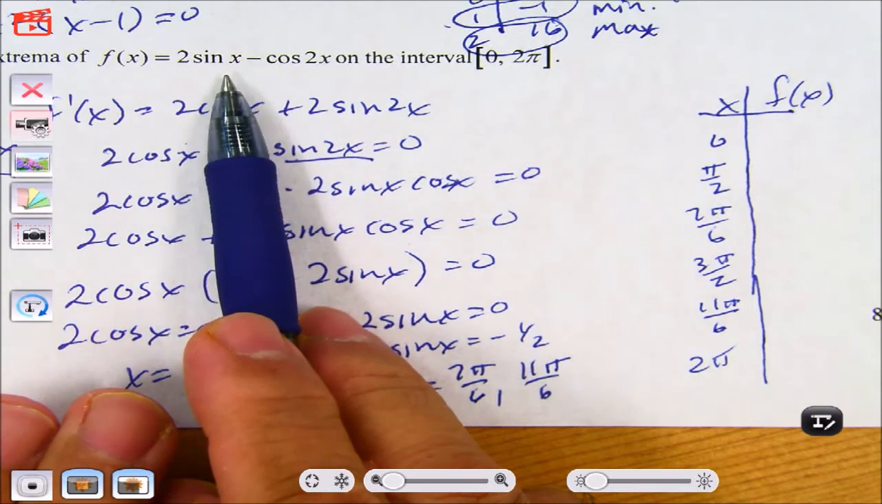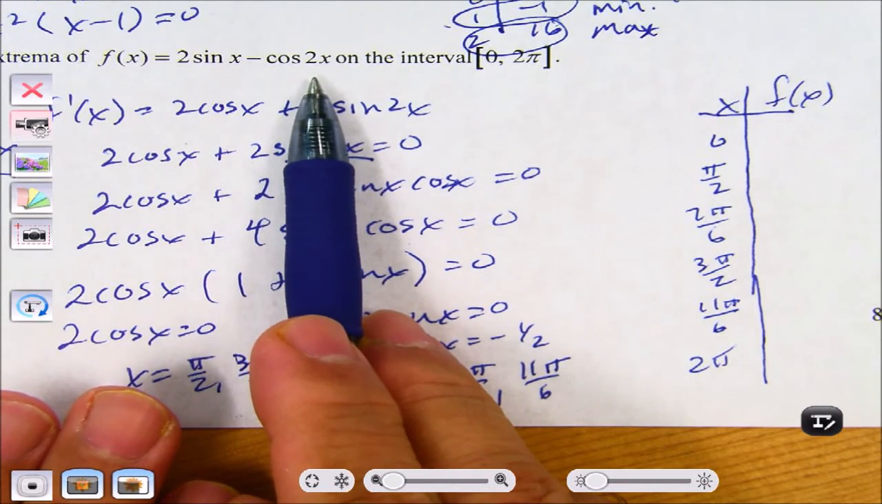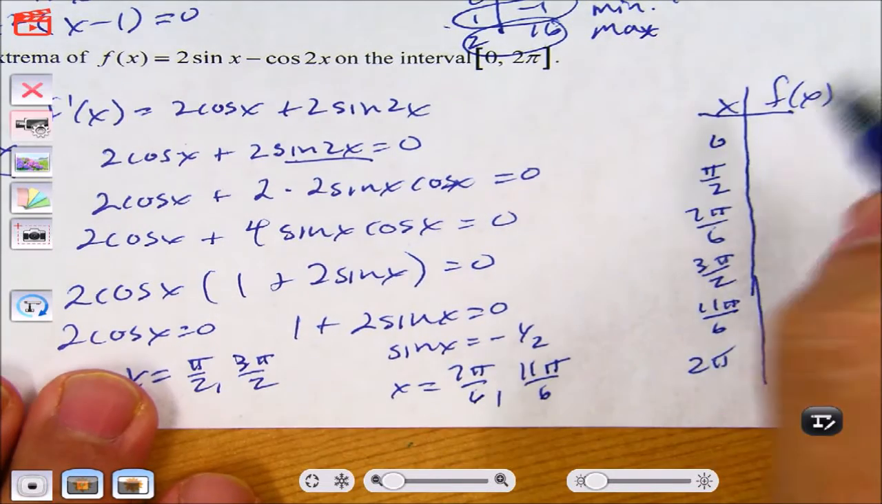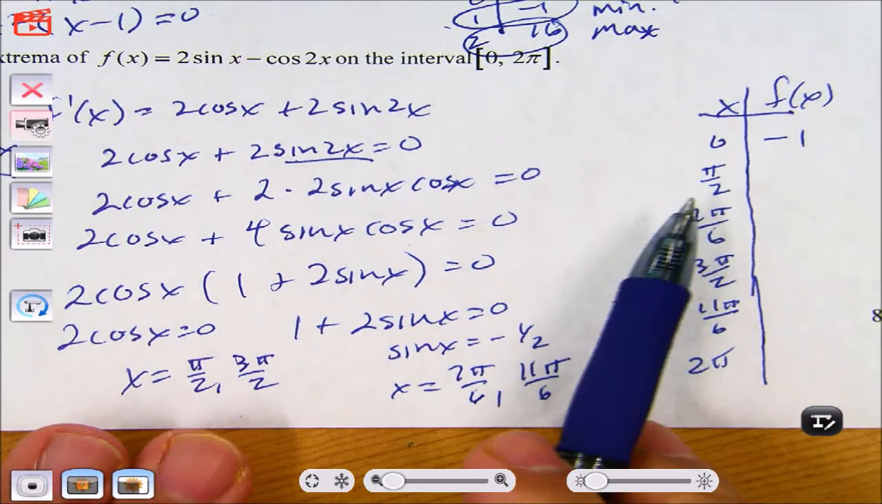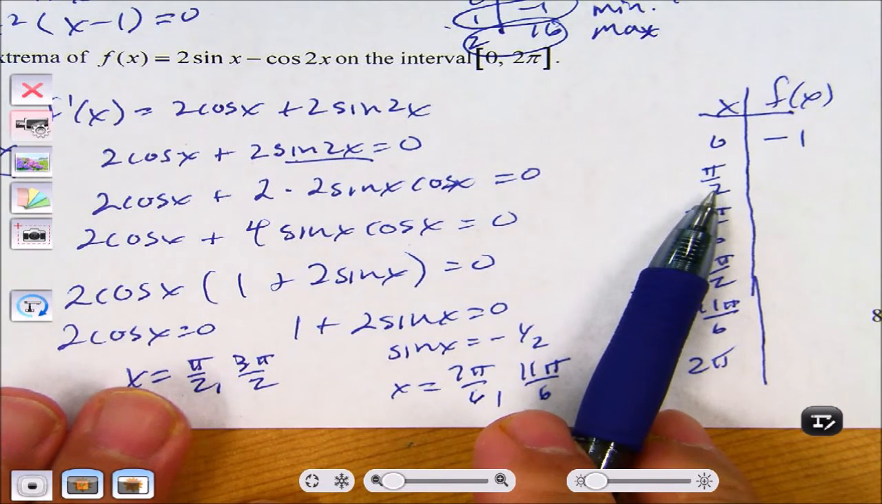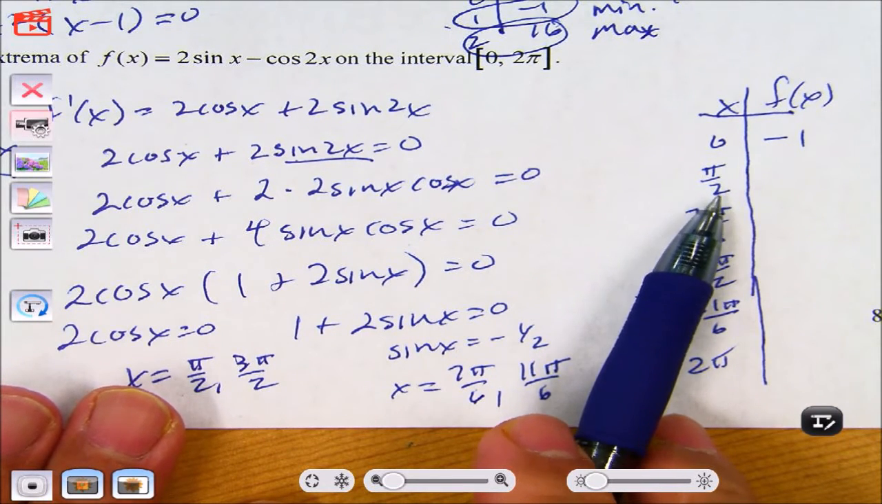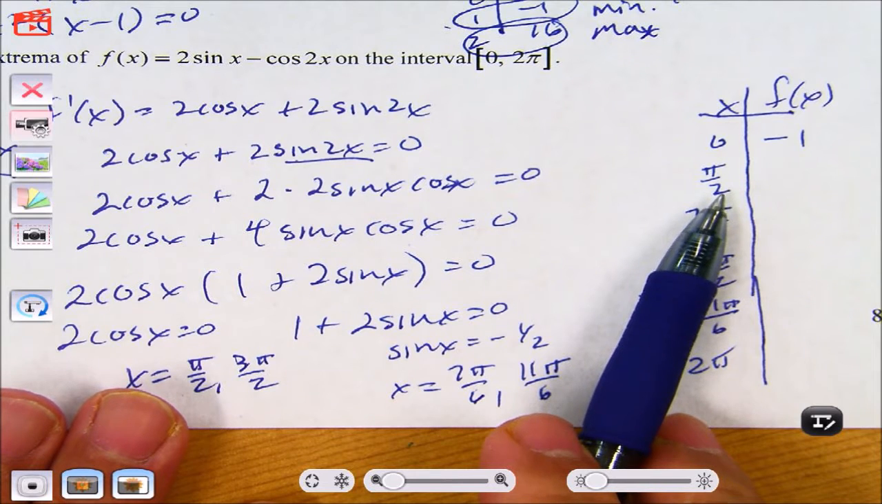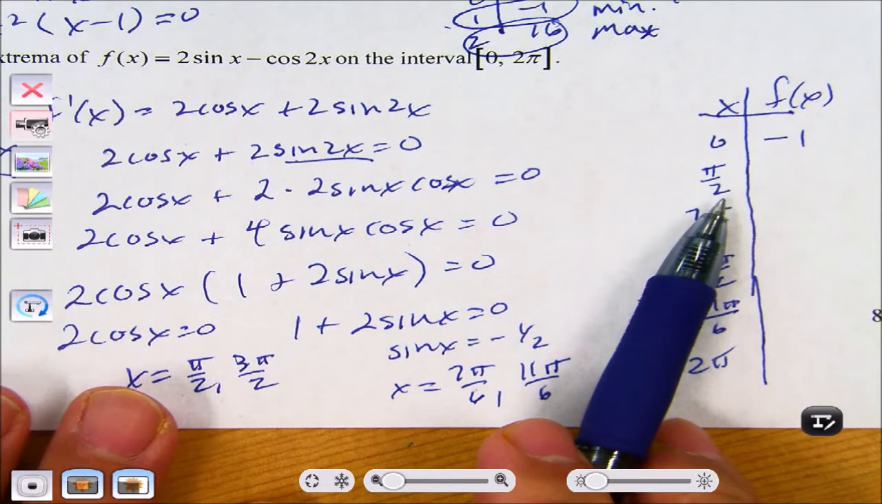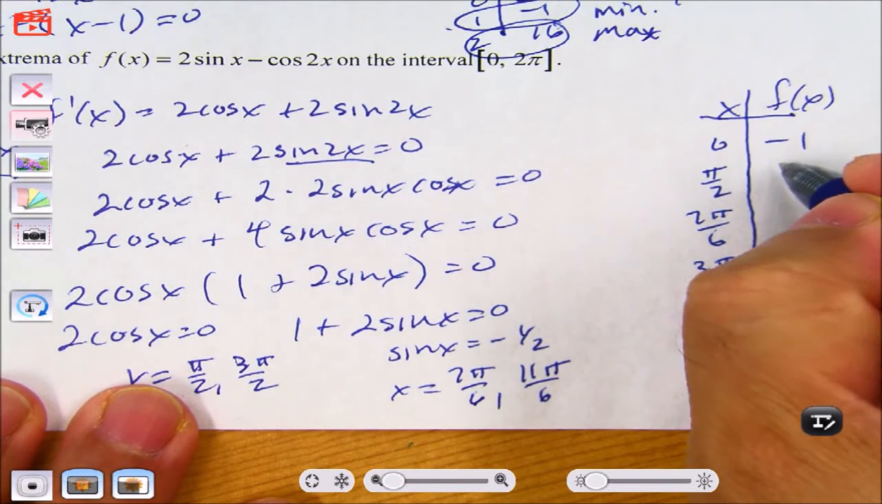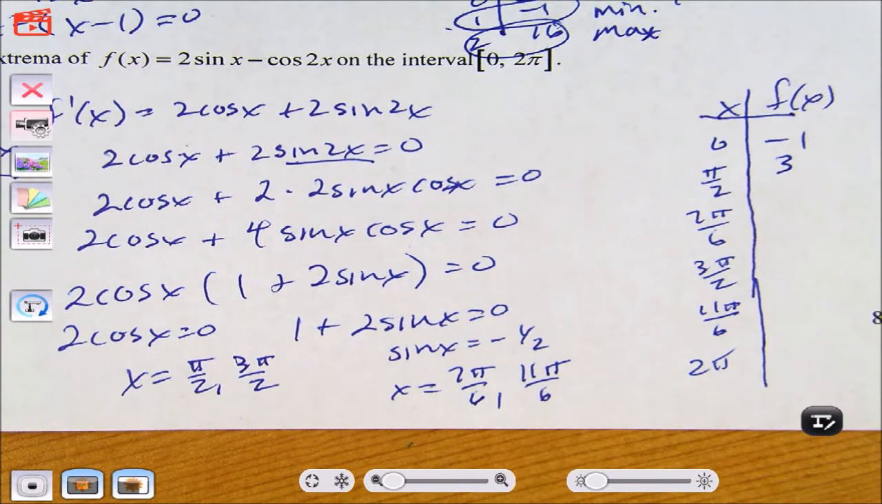Sine of 0 is 0, cosine of 0 is 1, so that's negative 1. Sine of pi over 2 is 1, so that's 2. Cosine of pi is negative 1, so it's 2 minus negative 1 is 3. Is anybody checking me on this? Contradict me if I'm wrong.